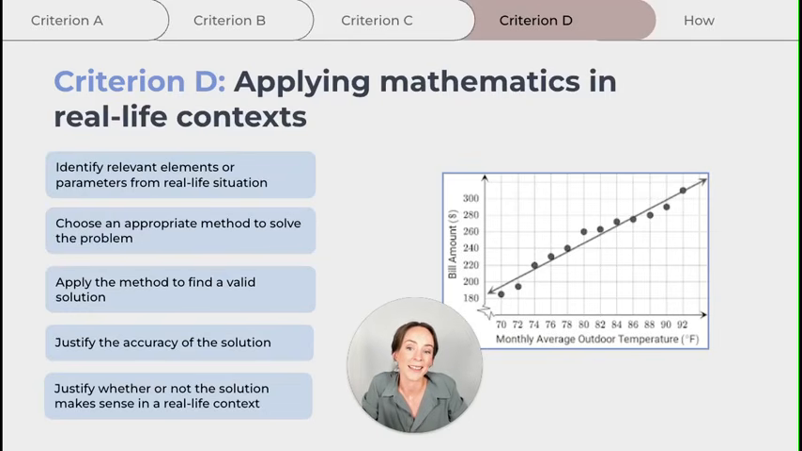Finally, criterion D assesses applying mathematics in real-life contexts. This encourages students to identify relevant elements or parameters that they may need to solve the problem, and then choose and apply a mathematical strategy to find a valid solution. What sets this apart is that it encourages students to understand when their solutions are accurate and what may lead to inaccuracies, and what limitations or assumptions may affect their calculations. Students also justify whether or not their solution makes sense by putting themselves in that context and really thinking about any other considerations that may affect their answer.